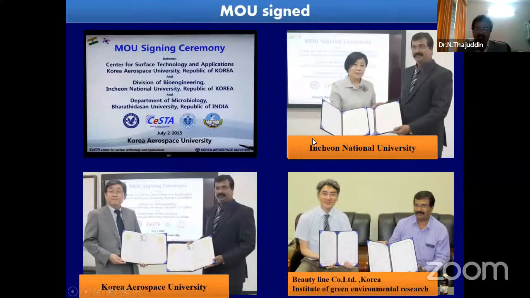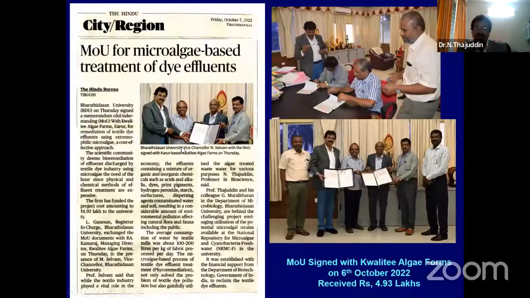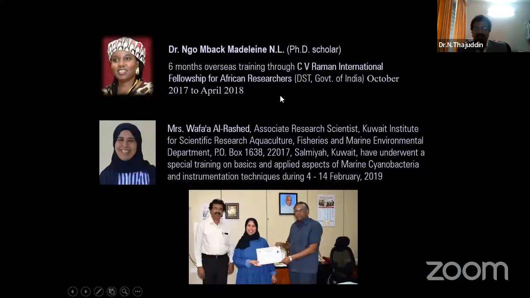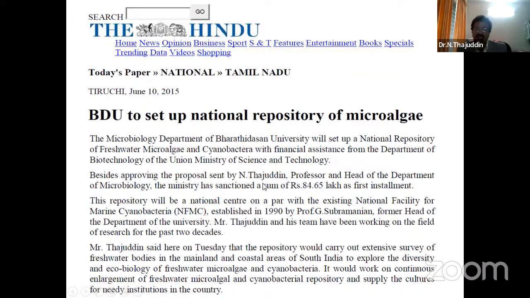And we have MOUs with Korea, China and Taiwan, and we have MOUs with industry. We mobilized nearly 7 lakhs for one 12-month MOU, and then a 6-month MOU we generated with the industry. And some students from abroad are coming here and getting training on microalgae and cyanobacteria. And we have collaboration with the publication of 70 papers with 50 universities from 21 countries. Joint publications, and thanks to DBT, in addition to marine cyanobacteria, the national repository for freshwater cyanobacteria also.